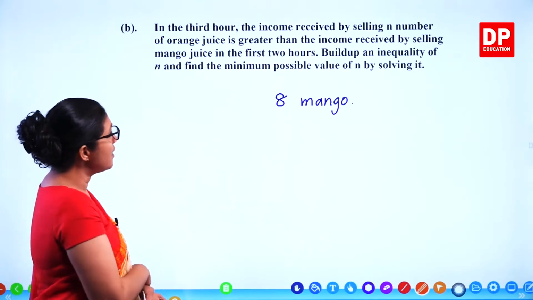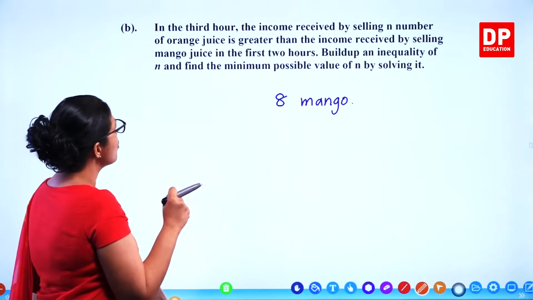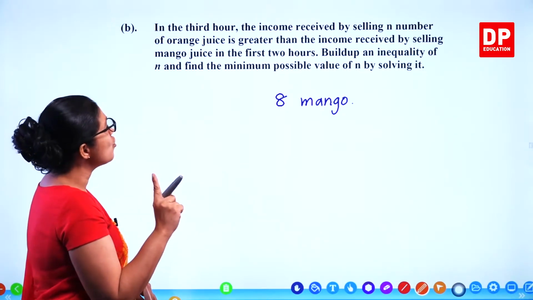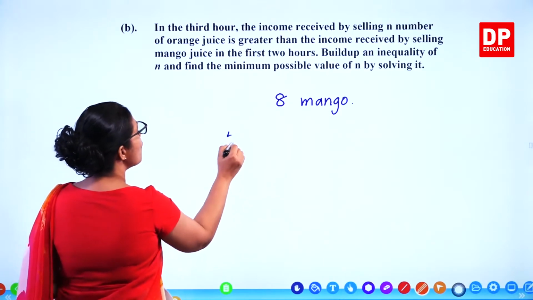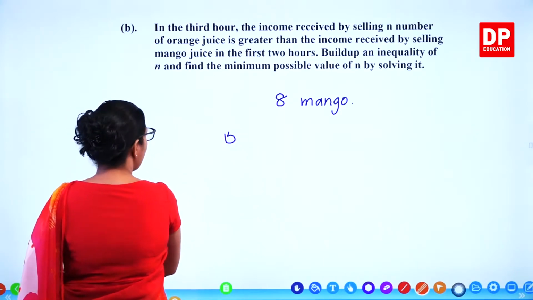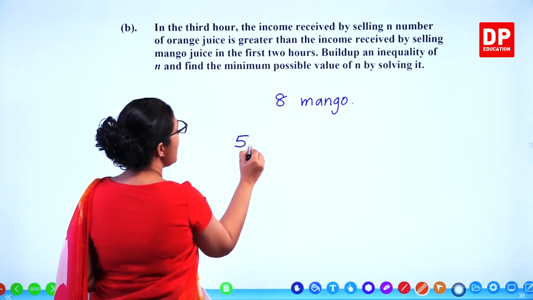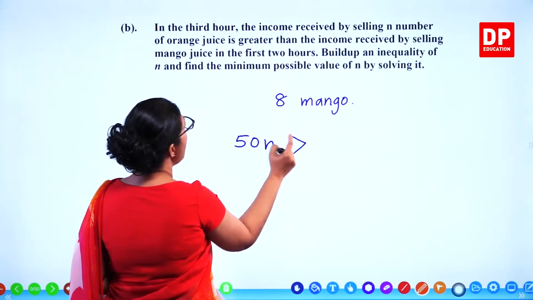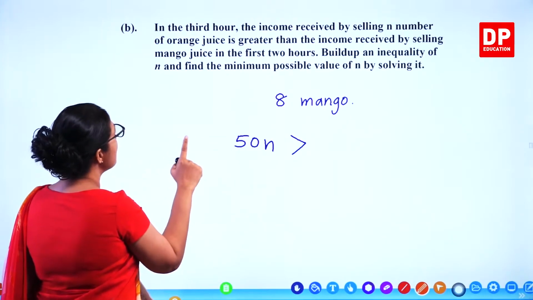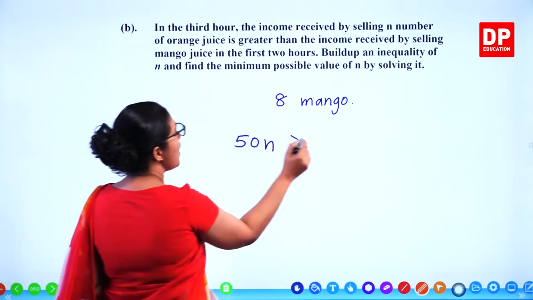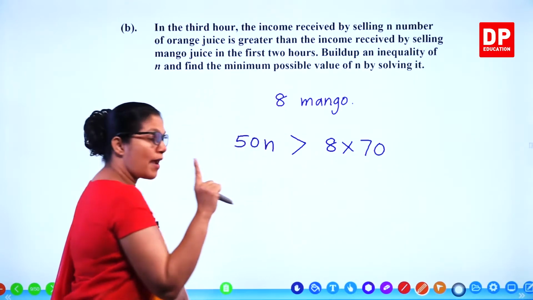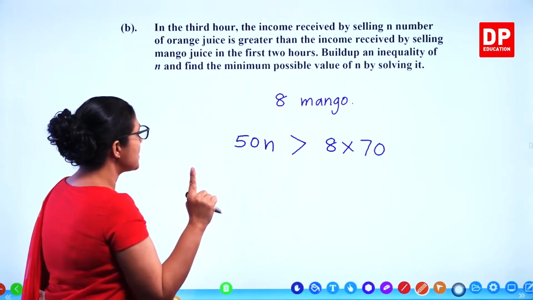Now third hour, n number of orange juice. So what's the price of orange juice? That's 50 rupees. So 50n is greater than the income received by selling mango juice in the first 2 hours. So 8 into 70, because 1 mango juice is 70 rupees.